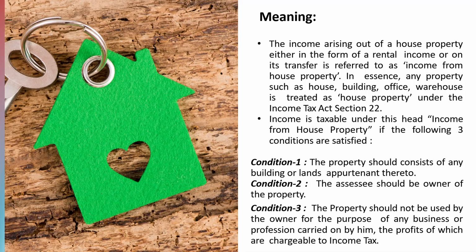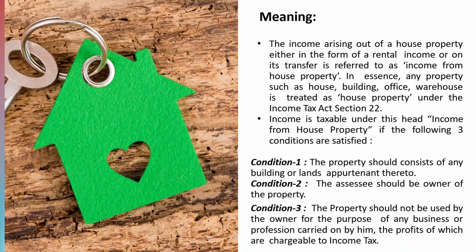The property should not be used by the owner for the purpose of any business or profession carried on by him, the profits of which are chargeable to income tax. Suppose the assessee is the owner of the property, but uses that property to carry out his own business or profession. At that time, the income arising from that house property will not be considered as income from house property. That will be chargeable under income from business and profession.